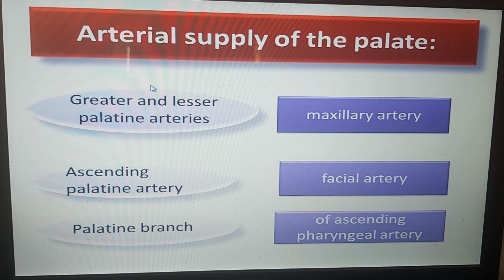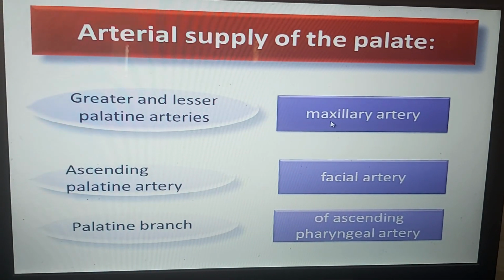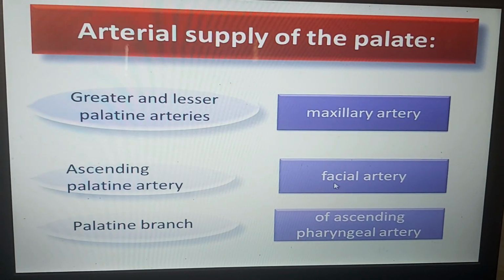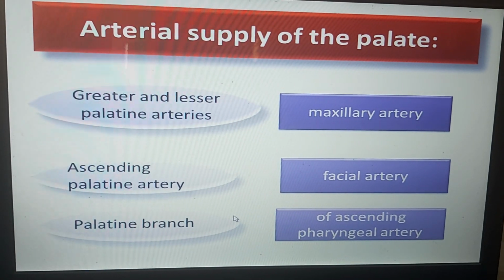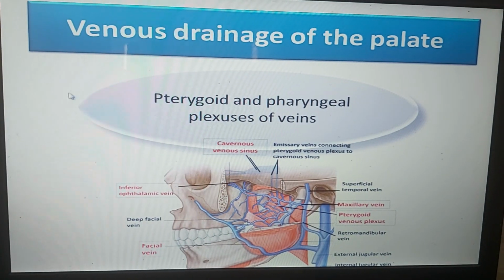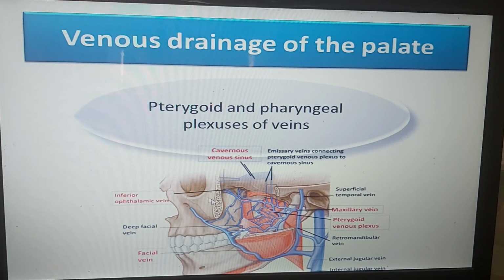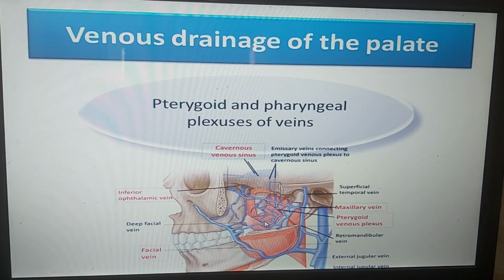The arterial supply of the palate: the greater and lesser palatine arteries arise from the maxillary artery. The ascending palatine artery arises from the facial artery, and the palatine branch of the ascending pharyngeal artery. Now to turn to the venous drainage of the palate: the pterygoid and the pharyngeal plexus. This is the pterygoid venous plexus.